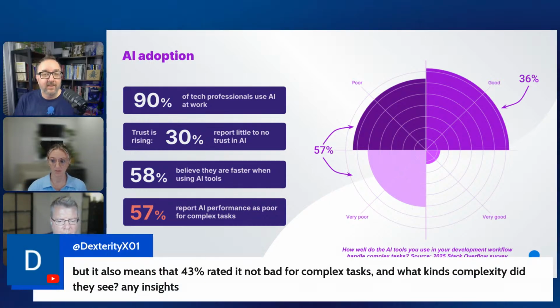Yeah. He then, or she, followed up with another question saying, but it also means that 43% rated it as not bad for complex tasks, and what kind of complexity did they see? Any insights?